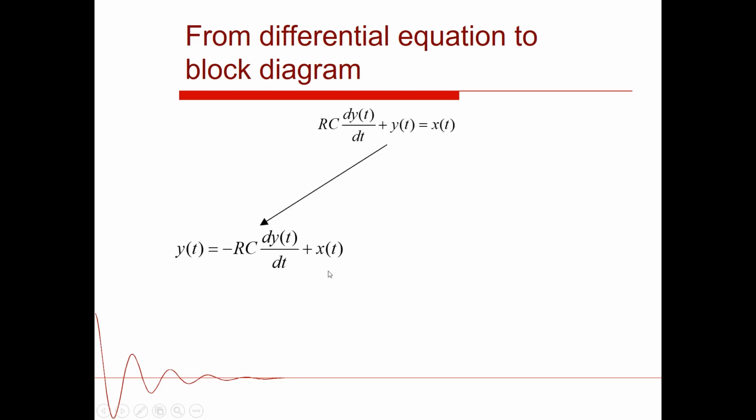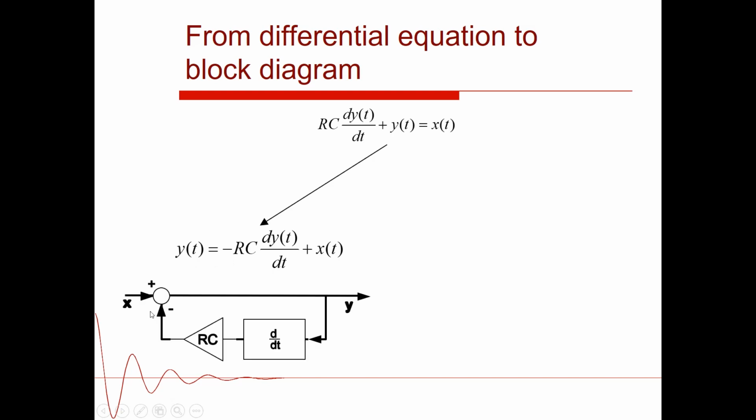Now we can make this into a block diagram by starting off with the input signal x and then working from right to left. So we have the input signal x, we have the output signal y. We take the derivative of y, multiply this by rc, and then subtract this complete expression from the input signal x, and that yields our output signal y. So that's expressed over here.